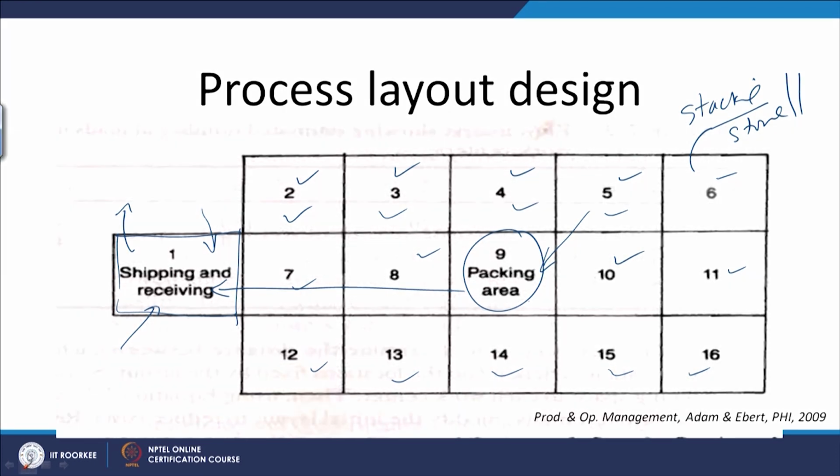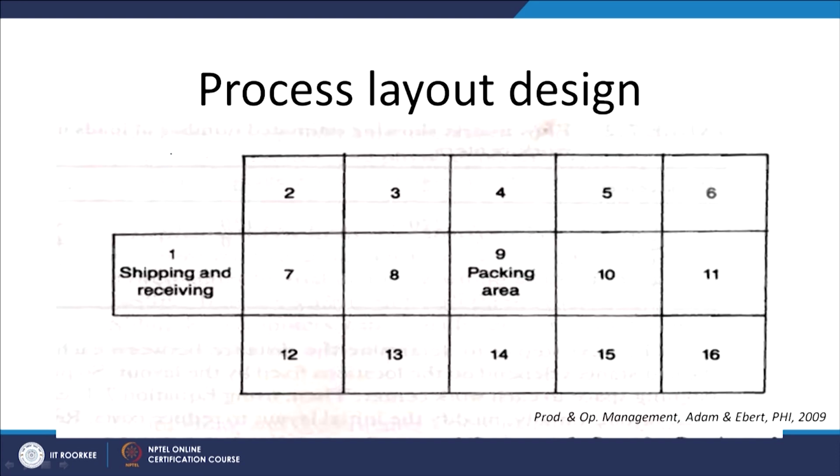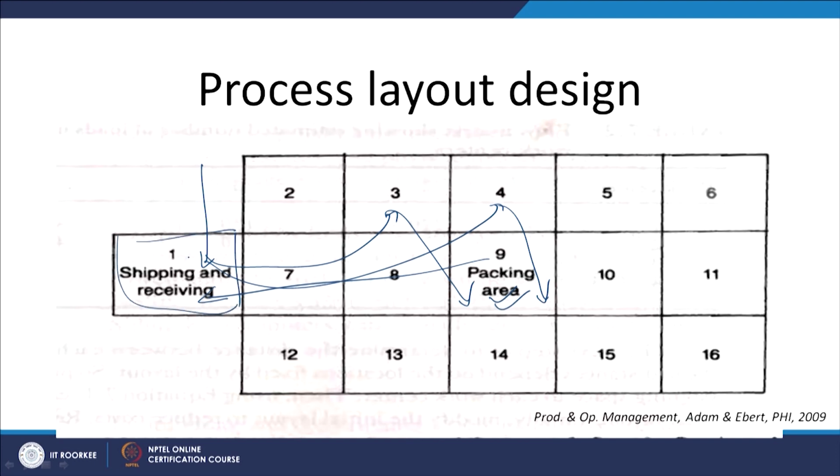I will explain here the kind of movement which exists. The material is received, then it is stacked at different stores. Whenever an order is received, material is taken out from these stores and brought to the packing area. From the packing area, material is packed and then brought to section area 1, from where it is shipped. So, this is the kind of movement. Material is received, then stored, then brought to the packing area, from the packing area brought to area 1, and then shipped.